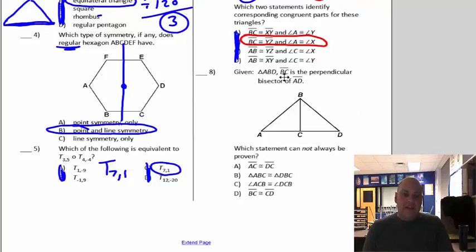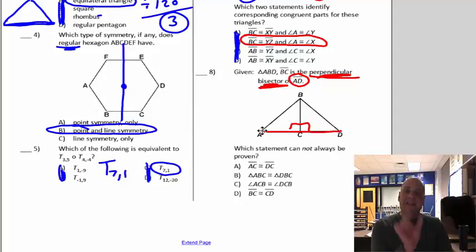Given triangle ABD, BC is the perpendicular bisector of AD. So there's two words there, perpendicular and bisector. Now perpendicular means it forms right angles. So we have a right angle here and we have a right angle here. Bisector means cuts into two equal parts. What's being bisected? AD is being bisected. AD, that red line I just drew, that red segment is cut into two equal parts.